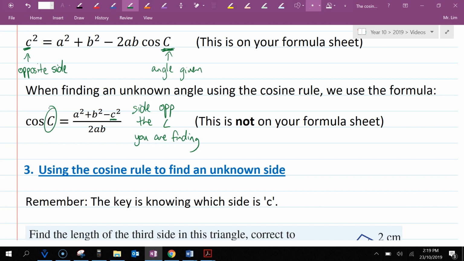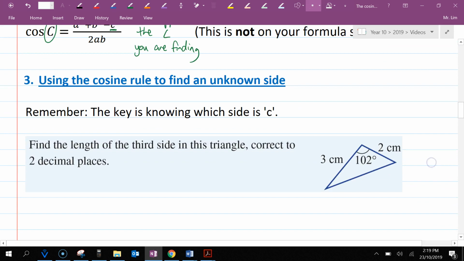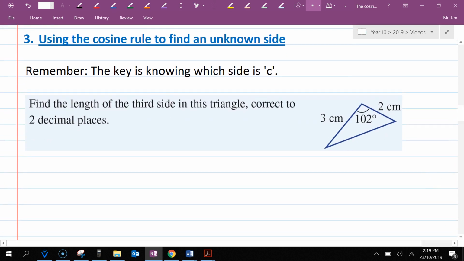So let's apply these two rules. Let's apply the first one to find an unknown side. Remember, the key is knowing which side is c. Find the length of the third side in this triangle, correct to 2 decimal places. Well, this is the length of the third side, which we can call c. We will write the formula c squared is equal to a squared plus b squared minus 2ab cos C. Because this is the side we're trying to find, capital C is the angle that's opposite to it, which is 102 degrees in this case.